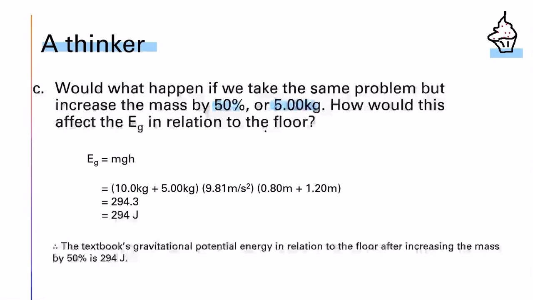Now we can see that since we increased the mass by 50%, the Eg also increased by 50%, going from 196 joules to 294 joules.